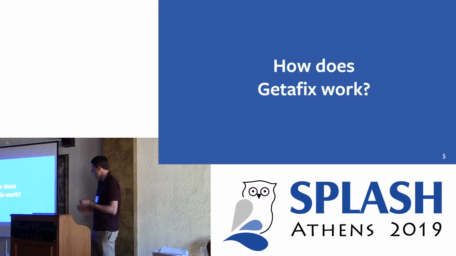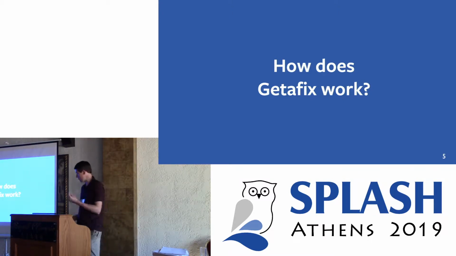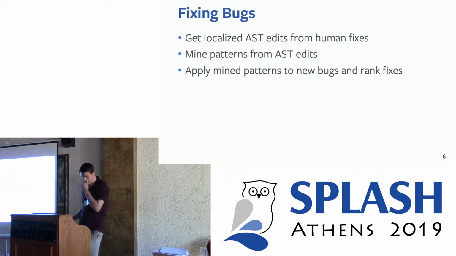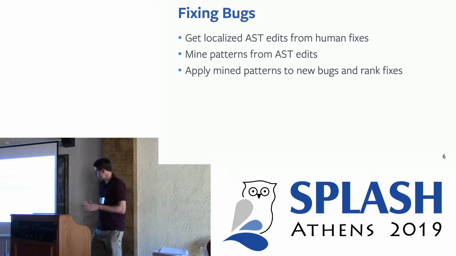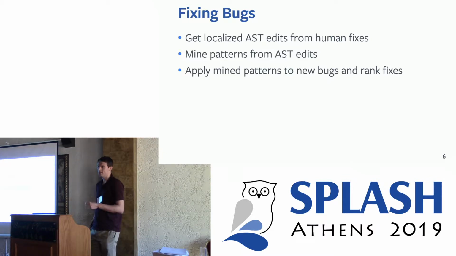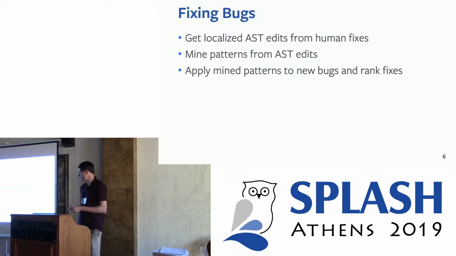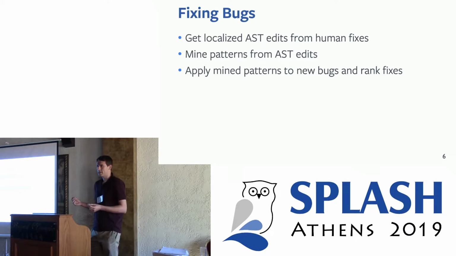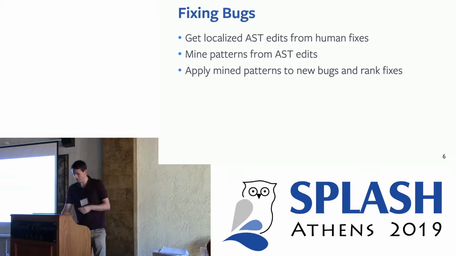So now that we've seen what Getafix can do, let's talk about how it comes up with those fix suggestions. At a high level, it's a three-step process. First, we're going to take the raw human code changes. We'll turn them into AST edits. We'll then look for patterns in those AST edits. We'll get a set of templates. And then we'll apply those templates to new instances of bugs, get potentially a large set of possible fixes, and we'll rank them by how likely we think that a human would have made that fix.